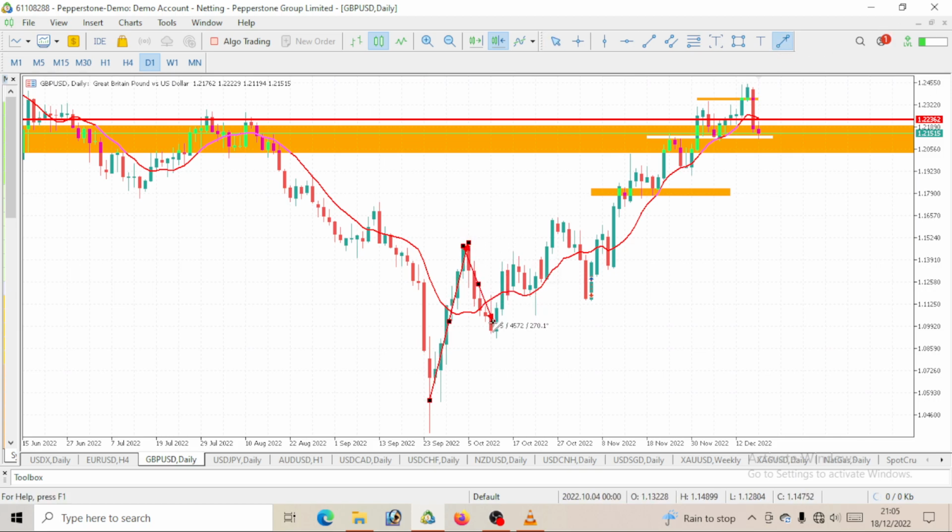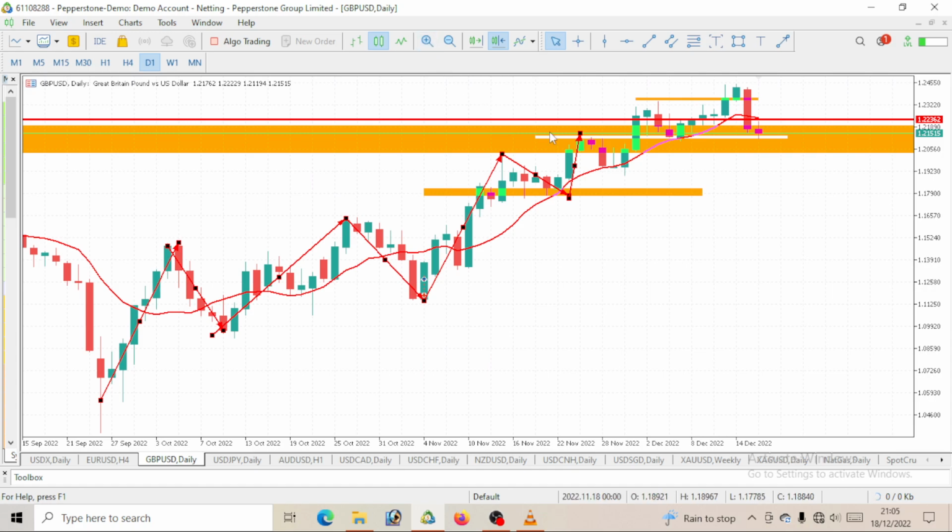Then here comes a pullback, right? You can take a look at this again, a new high that broke this previous high. And here comes a pullback on this GBP USD. Here comes a new high that broke this previous high, and this is a pullback, right? New highs have been made here. We saw that price has actually come here, right?